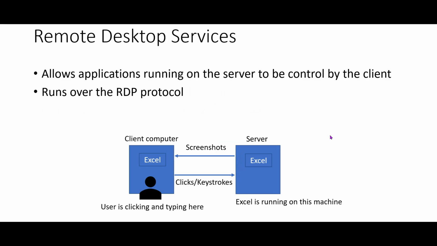The second one is Remote Desktop Services. Now in this case, he's not running this entire computer. He's simply running one application, and this application is going on the server over here, but he's running it. So what's happening here is that the server is just sending screenshots over to this computer, and in turn the clicks and keystrokes are being sent back over to the application over here. Now this is actually also running over RDP, or Remote Desktop Protocol.